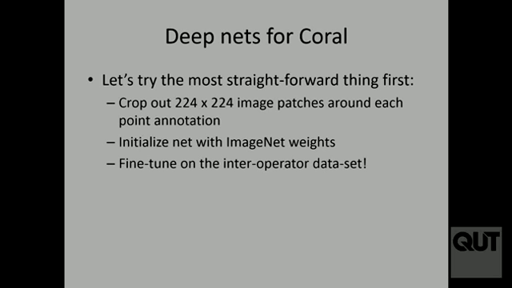Okay, so let's see if we can do this for the coral problem that we defined. So the simplest thing we can do is probably to just crop out 224. So this network is just sort of arbitrarily defined on a 224 by 224 input, and that was just how I defined the architecture, and that's the way the weights are given to you. So that's what you have to work with. Okay, we can crop it out. We can initialize the net with ImageNet weights that we can download, and then fine-tune on the inter-operator data set, the one that I talked about previously.